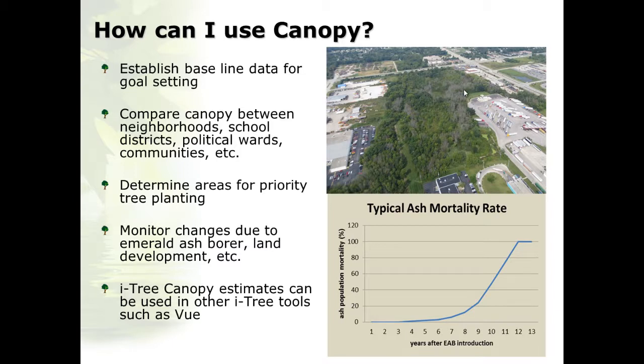So doing an iTree Canopy assessment will help in monitoring that change, documenting where you're at now. Although many communities have already lost many trees due to emerald ash borer or for other reasons, you can also still think about doing a historical assessment. So using a survey and then going back in time, say pre-emerald ash borer, to see what canopy was and what it is today.